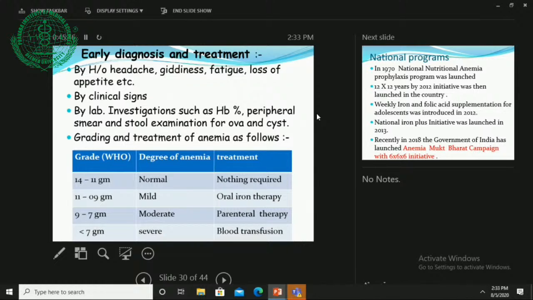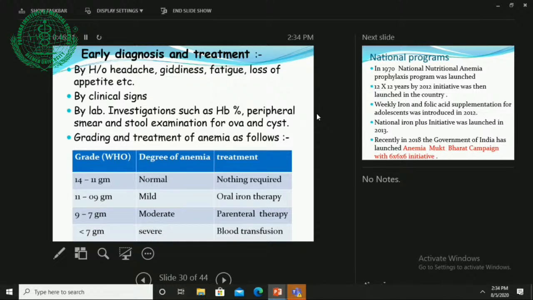I will not go in detail about the treatment part, but earlier I will be telling what you need to treat the anemia. Now for early diagnosis, proper history is required. So if the person is giving a history of headache, giddiness, fatigue, loss of appetite, think of anemia and do investigation of anemia. Then you can diagnose by looking at the clinical signs, like pallor you can see, and on that you can find out who is having it.